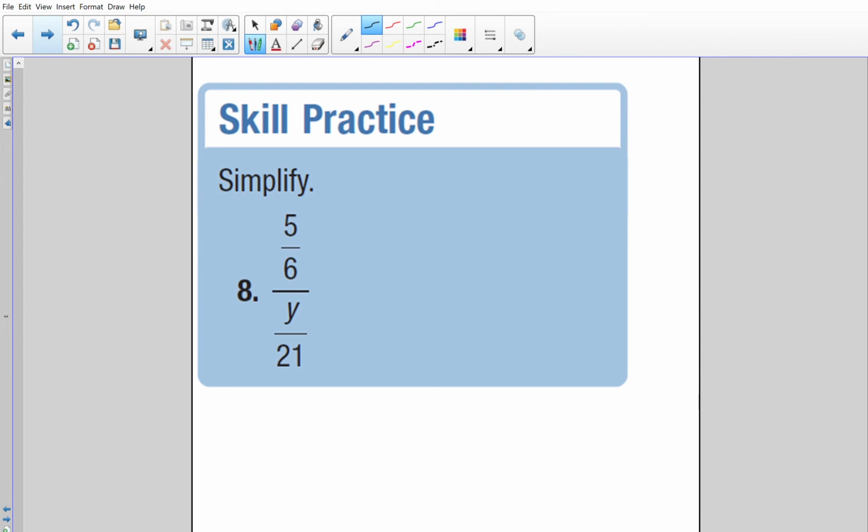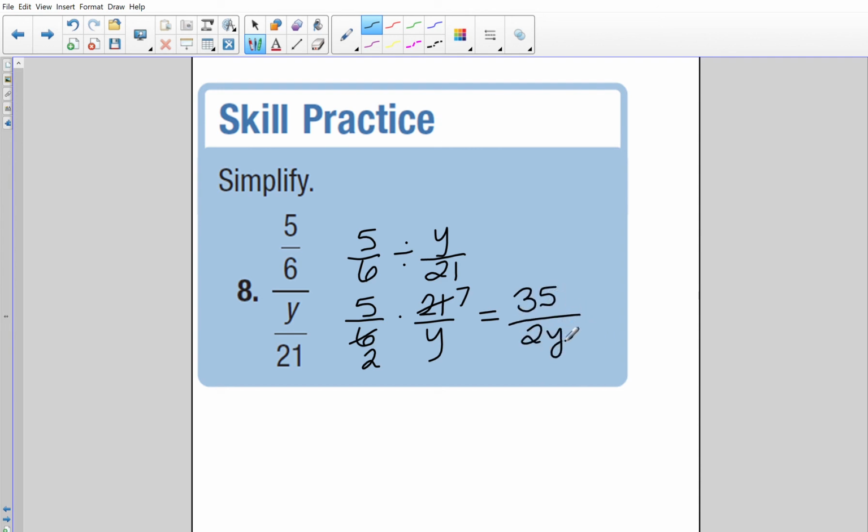Okay, so if you want to pause and try this one and then come back and check it, that would be great. So here I have my 5/6 divided by y over 21. So it would be 5 over 6 times 21 over y. And so let's see, I could reduce 21 and 6 by 3, so that would be a 7 and a 2. And so 5 times 7 is 35, and 2 times y is 2y. So that would be my final answer. And when you have variables, you can't have a mixed number answer. So this one couldn't be changed into a mixed number answer at all.